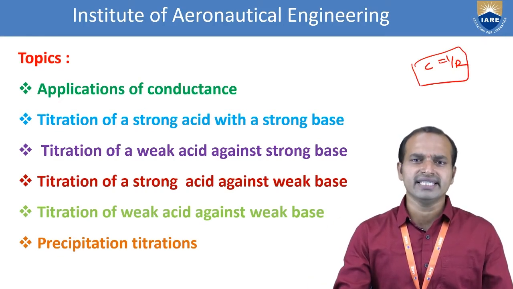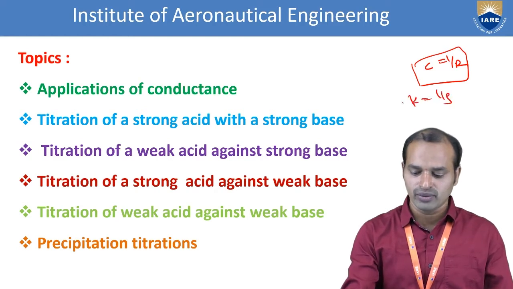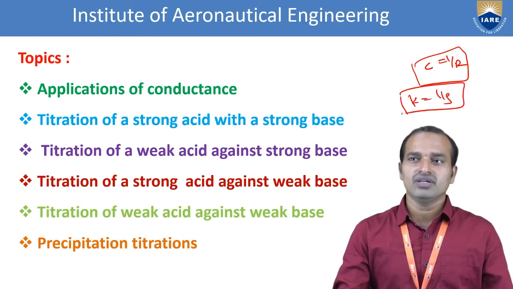What is the specific conductance? Specific conductance is the reciprocal of specific resistance. That is, K is equal to 1 by rho.